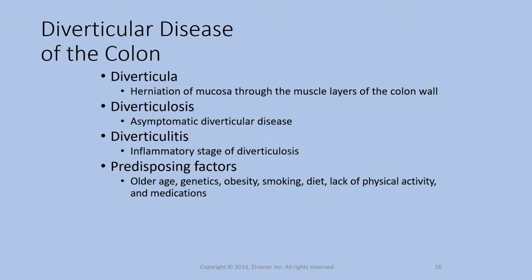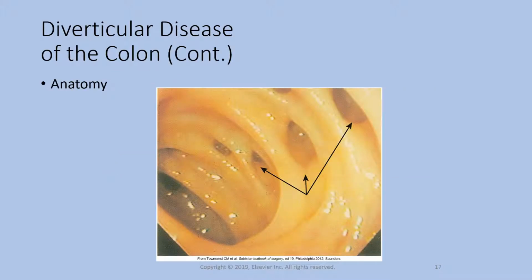Diverticulosis is the asymptomatic stage; diverticulitis is the inflammatory stage of the disease. Predisposing factors: older age, genetics, obesity, smoking. Older age is probably the most prominent, because elderly people frequently get a colonoscopy as soon as they're in their 50s and 60s. You're going to see some diverticular disease in the reports. If it doesn't bother them, you don't have to worry about it.